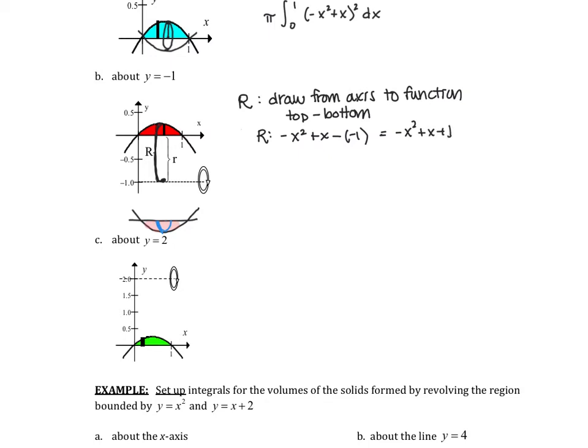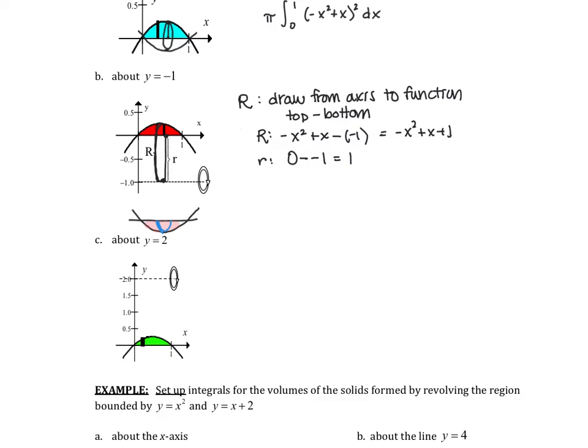Now my inside radius, my little radius, has to do the same thing. We draw it from the axis to the function. Well, the function here happens to be 0. So the top minus the bottom would be 0 minus negative 1. So my radius here is 1.